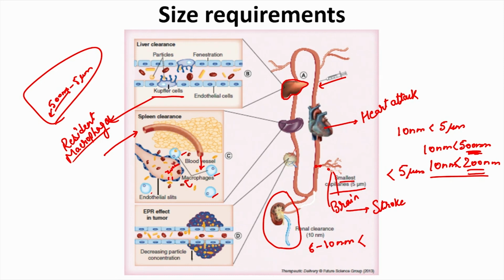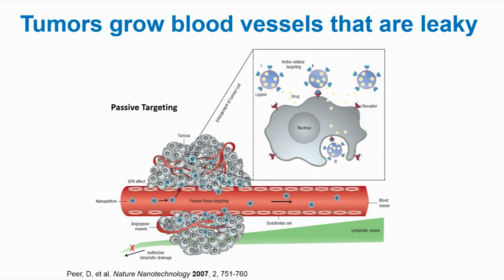Of course, you can't put any macro device, so that is completely out of the question since it has to be less than 5 micron, and then further, if you want long circulation, it has to be within this range of 10 nanometer to 200 nanometer. And then finally, in this particular example I have also given a tumor here, and we will go into a lot more detail of this in the next slide.